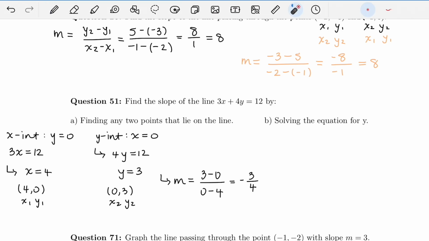And then again, just to emphasize, we could have reversed the order of these points here, and we'd still get this minus 3 over 4, just like we showed in the first example.